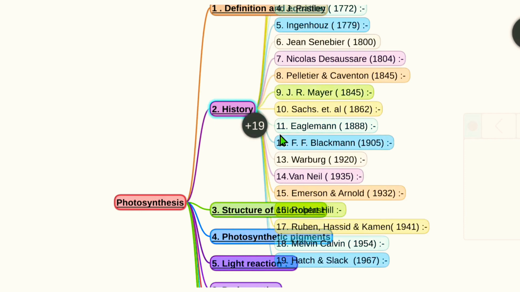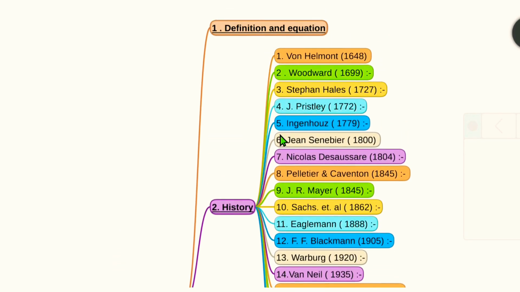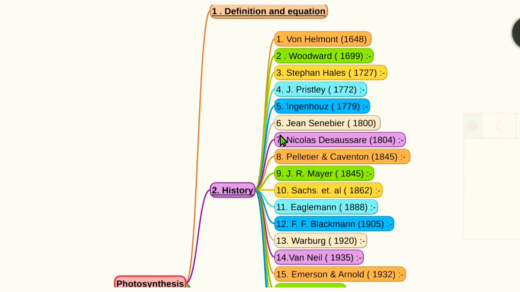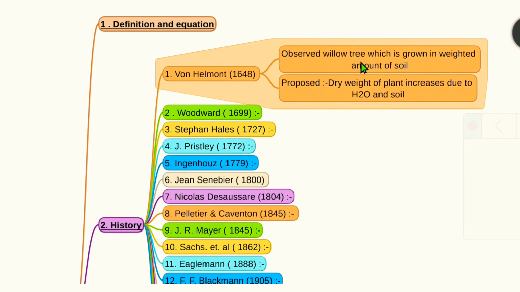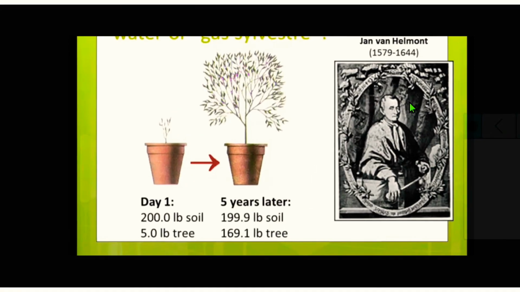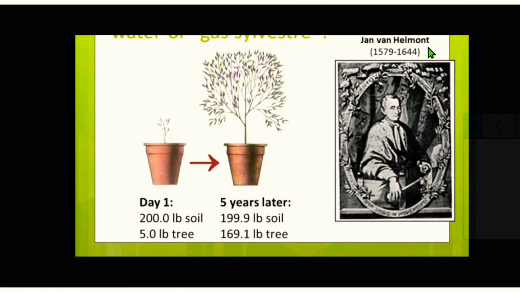Second one is history. First, the various different scientists. The first one is Van Helmont in 1684. He observed a willow tree grown in a weighed amount of soil. He proposed that the dry weight of the plant increases due to H2O and soil. This is the experiment of Van Helmont.